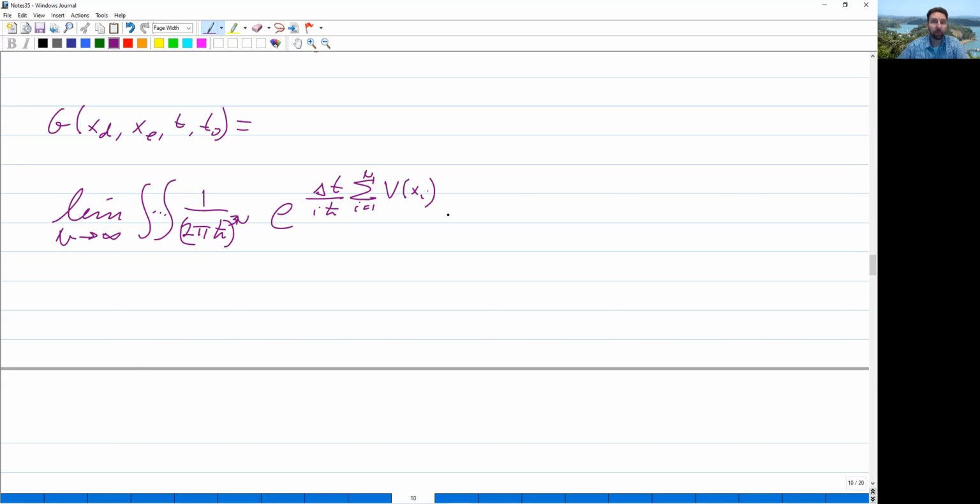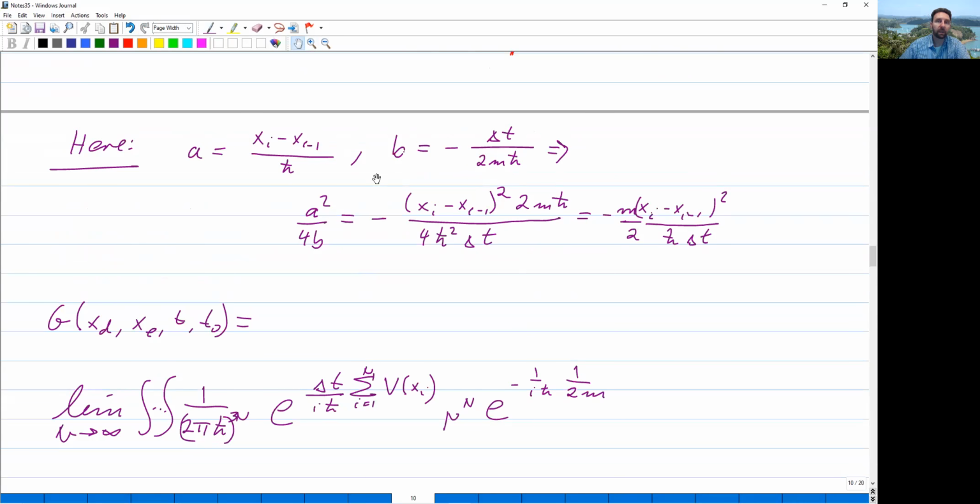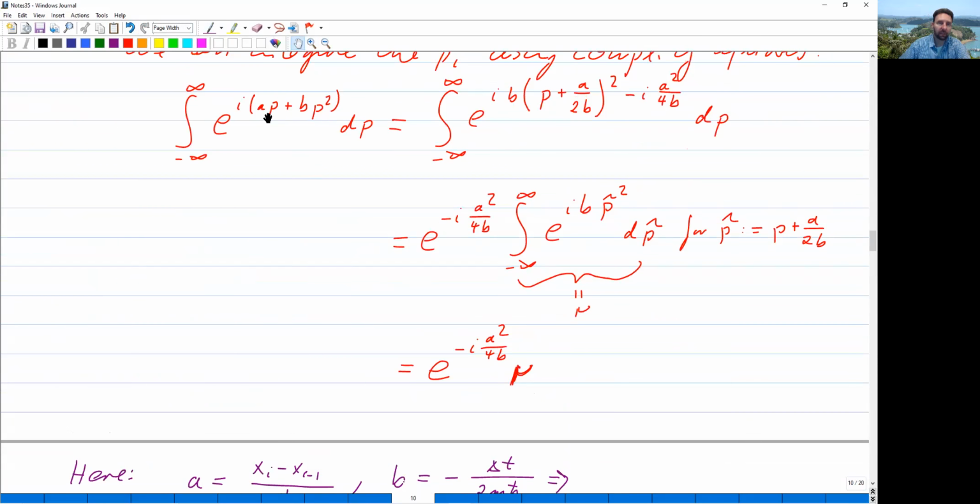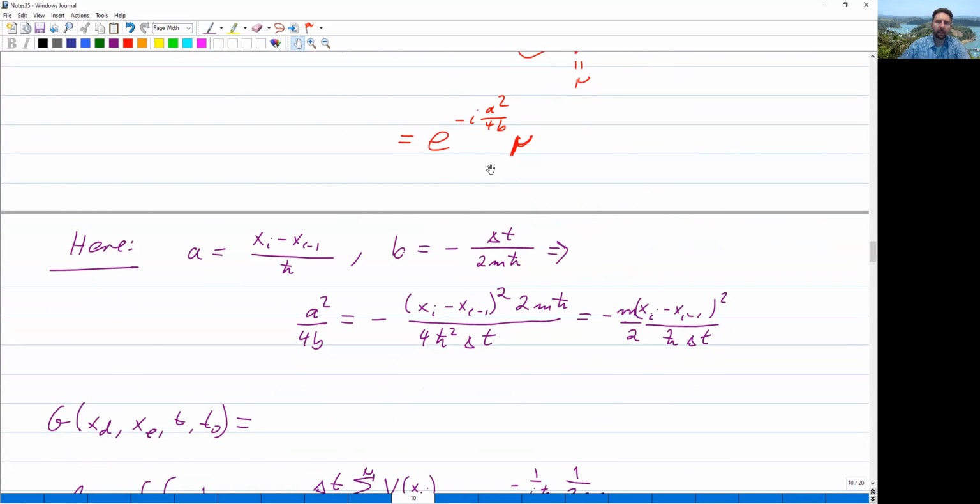And now from the momentum integrations, when we carry them out, we obtain that this is mu n, this universal prefactor, times e to the power of minus 1 over i h bar, and then 1 over 2m. See, what I'm using here is a squared over 4b, because our momentum integrals evaluate to this, and a squared over 4b is that.